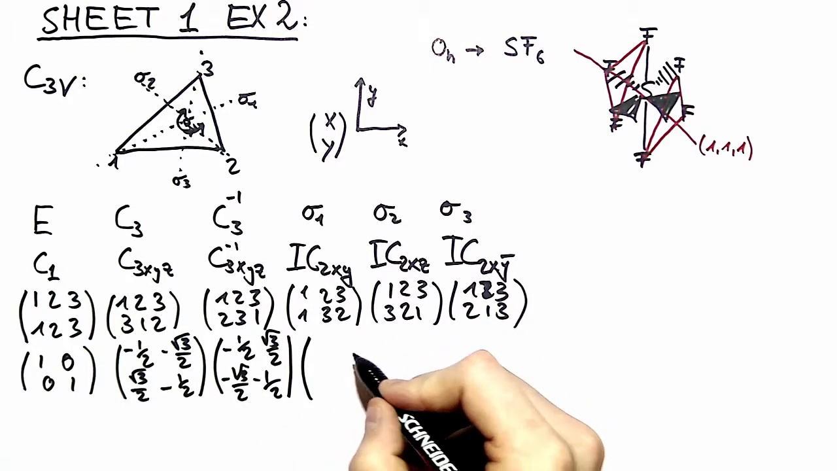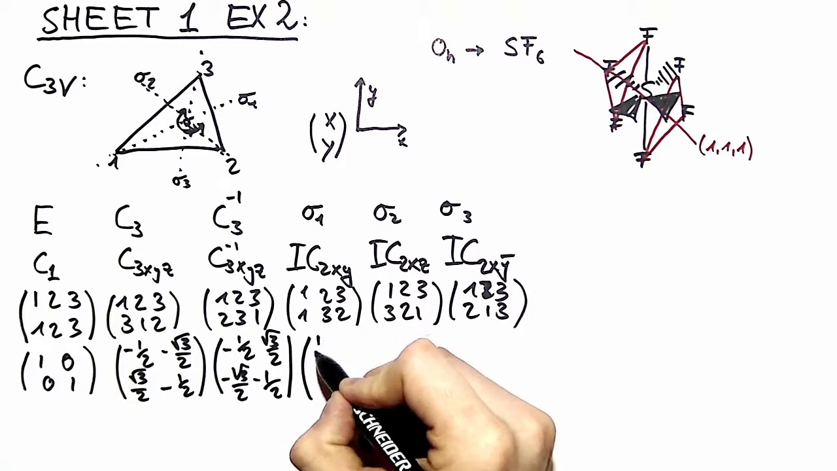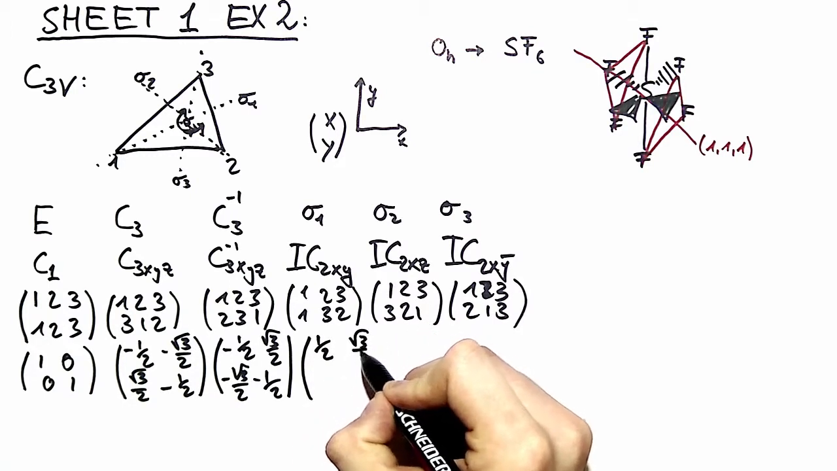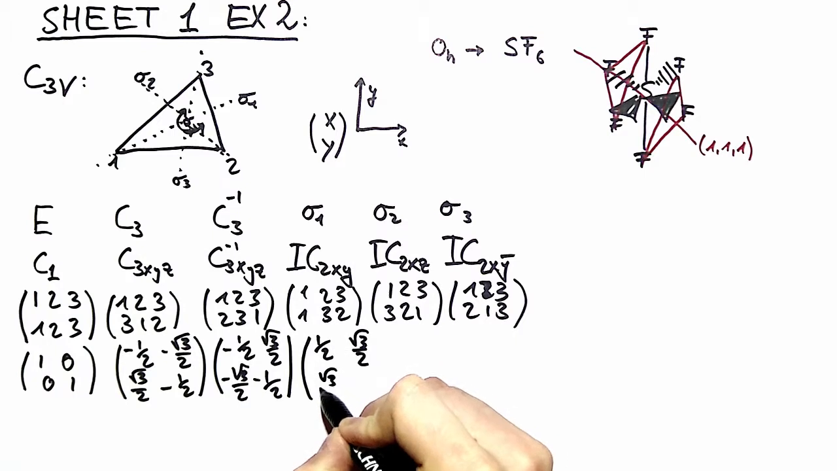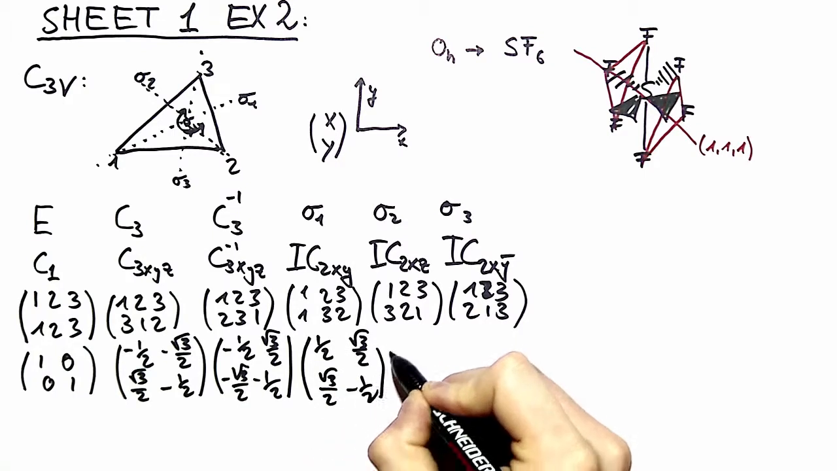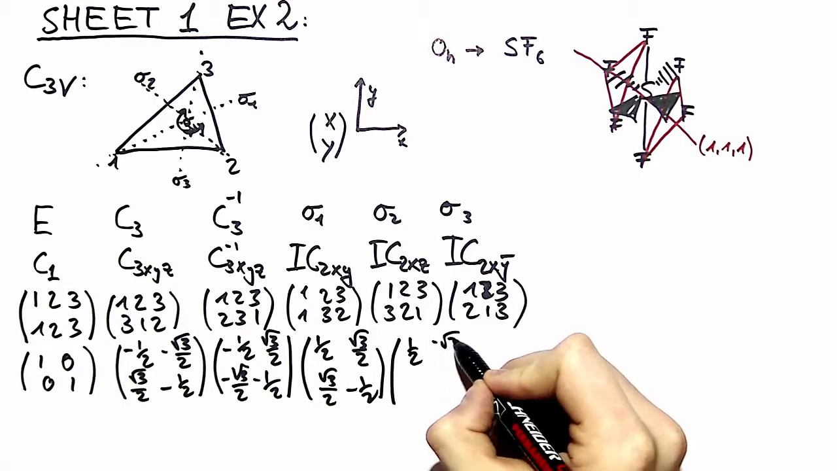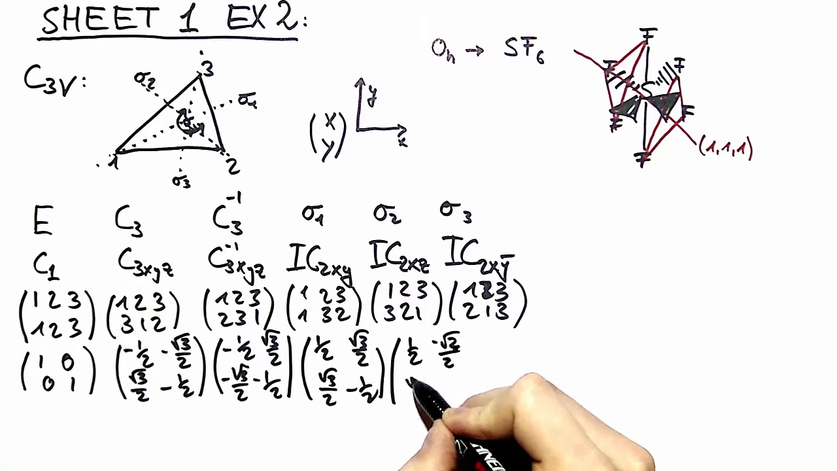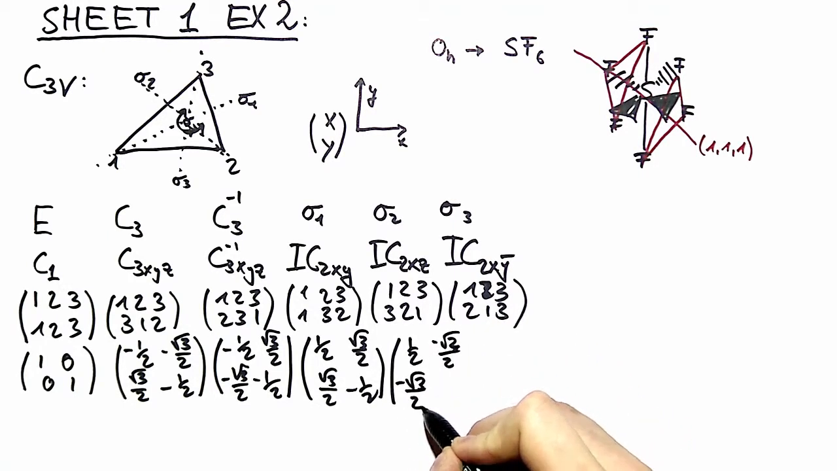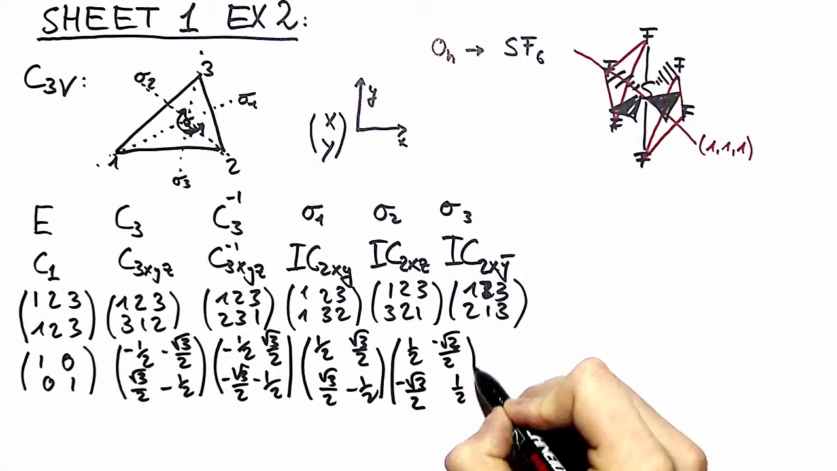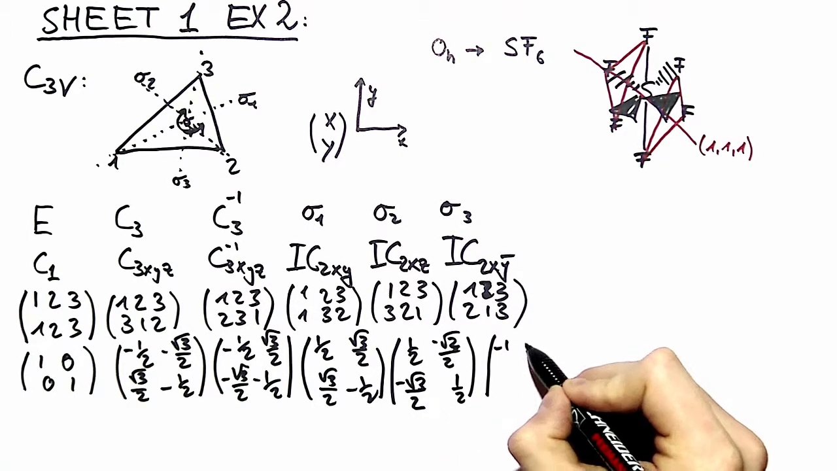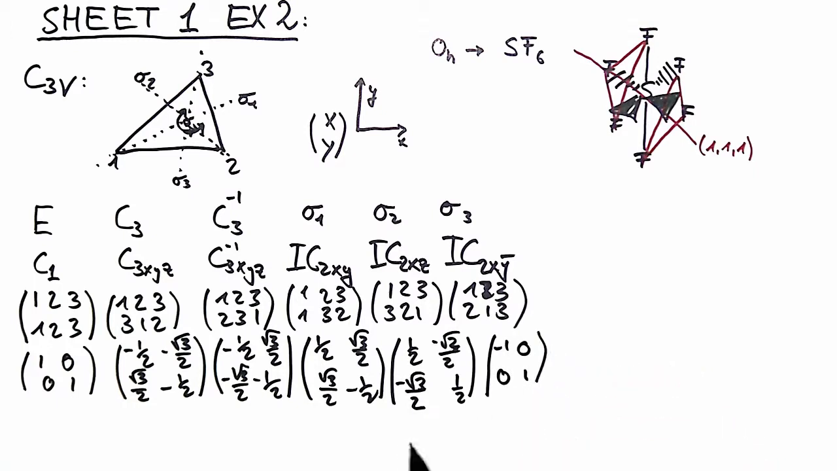And again the mirror planes are also easy to construct. 1/2, square root of 3 over 2, square root of 3 over 2, -1/2; 1/2, minus square root of 3 over 2, minus square root of 3 over 2, 1/2; and here we have -1, 0, 0, 1. You can check that by yourself by looking at it a little harder.